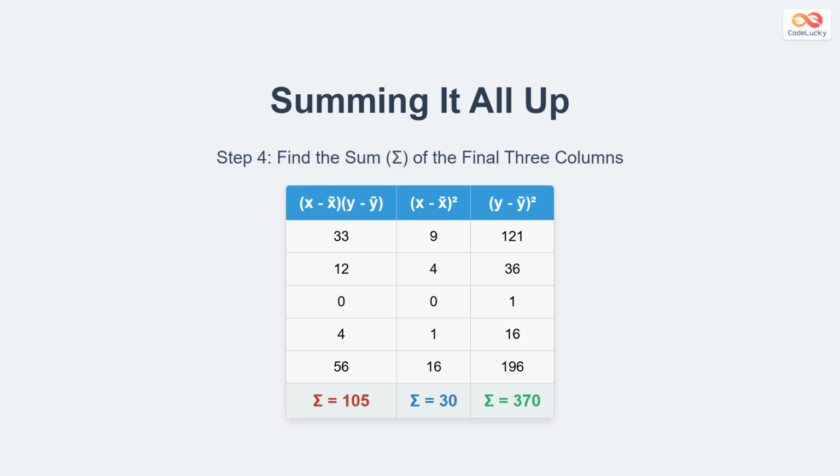With our table complete, the next step is simple. We just need to find the sum for each of our last 3 columns. This is what the big sigma symbol in the formula represents. The sum of the products of deviations is 105. The sum of the squared x deviations is 30. And the sum of the squared y deviations is 370.